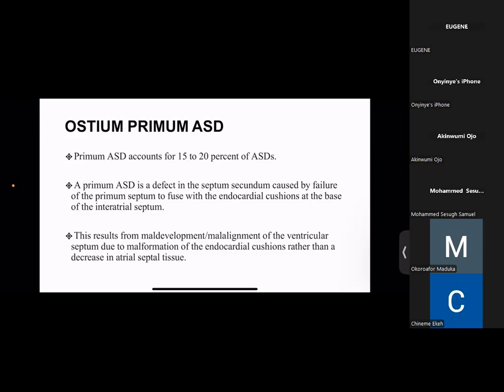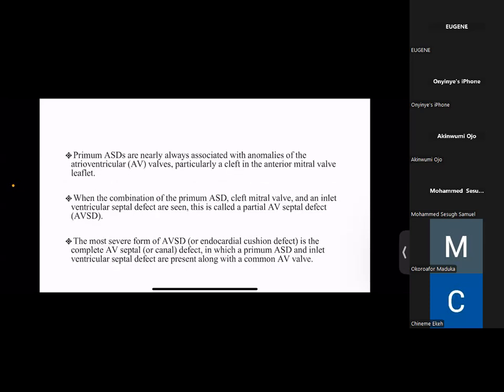And this results from malalignment of the ventricular septum due to malformation of the endocardial cushion, rather than a decrease in the atrial septal tissue. Primum ASDs are nearly always associated with anomalies of the atrioventricular valves, particularly a cleft in the anterior mitral valve. When a combination of a primum ASD, a cleft mitral valve, and an inlet septal defect are seen, it is known as a partial AV septal defect.